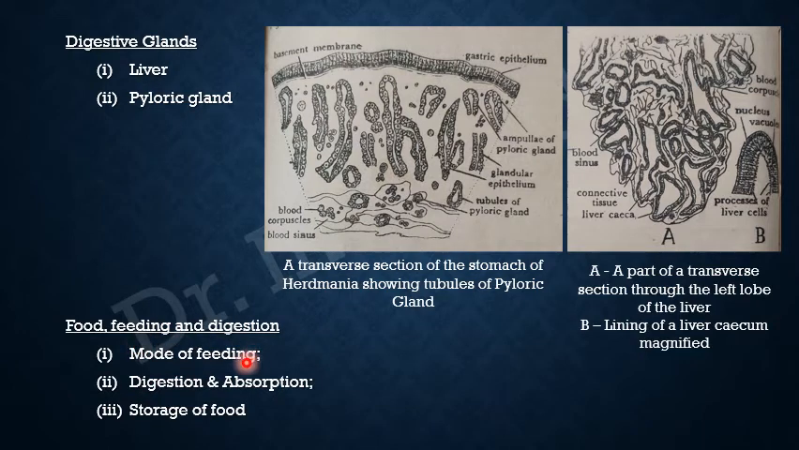The food, feeding and digestion topic is divided into three main parts. The first is the mode of feeding. Normally Herdmania keeps its branchial and atrial apertures wide open, and a strong and steady current of outside water is maintained through the body by the cilia of the branchial wall. The water enters by the branchial aperture, and after passing through the branchial siphon, prebranchial zone, branchial sac, stigmata, atrial cavity, cloaca and atrial siphon, it escapes out by the atrial aperture.